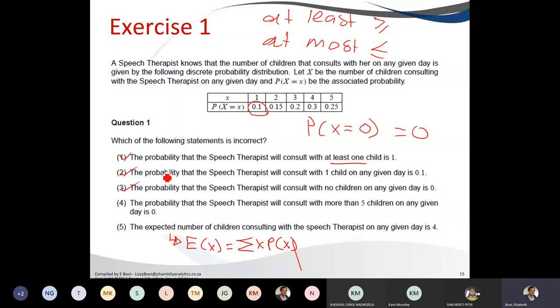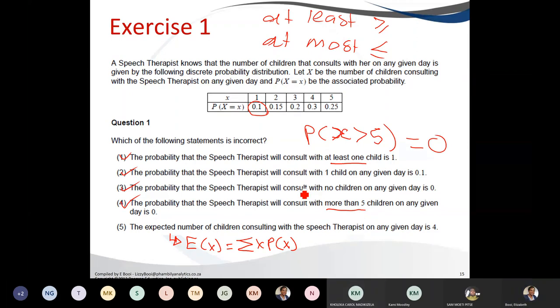So we go to number four. The probability that the therapist will consult with more than five children on any given day is zero. So I go to the fifth block. It is more than, greater than five. And since there is nothing more than five, the probability should be equal to zero. Therefore, that is correct. And then we are left with one last question. The expected number of children consulting with a therapist on any given day is four.